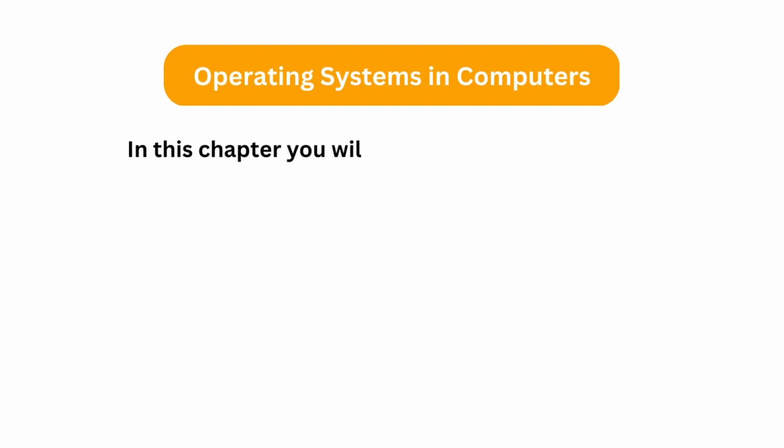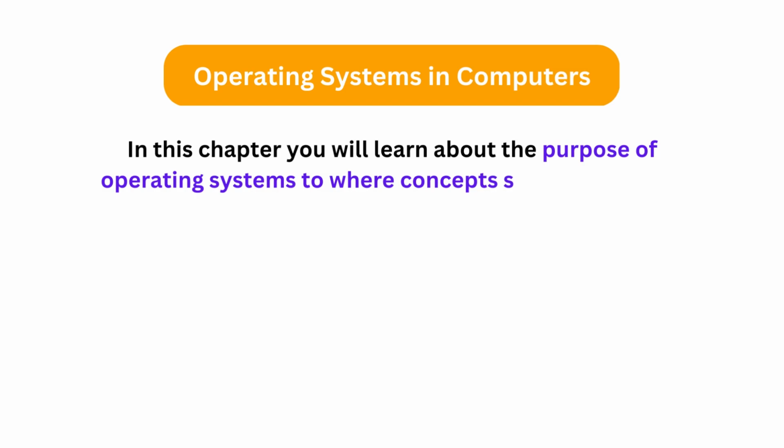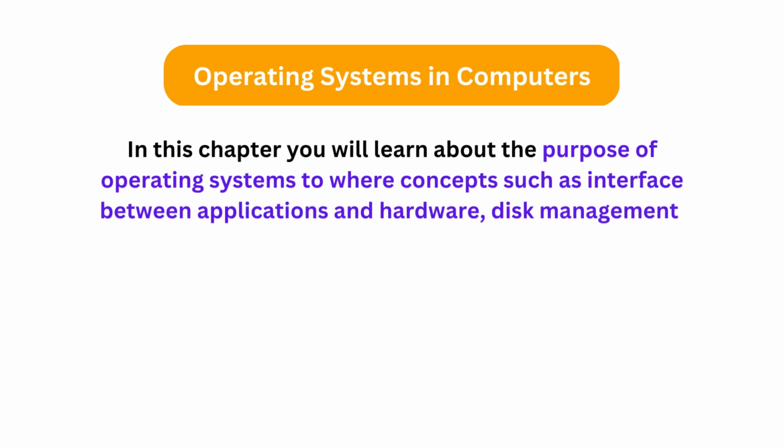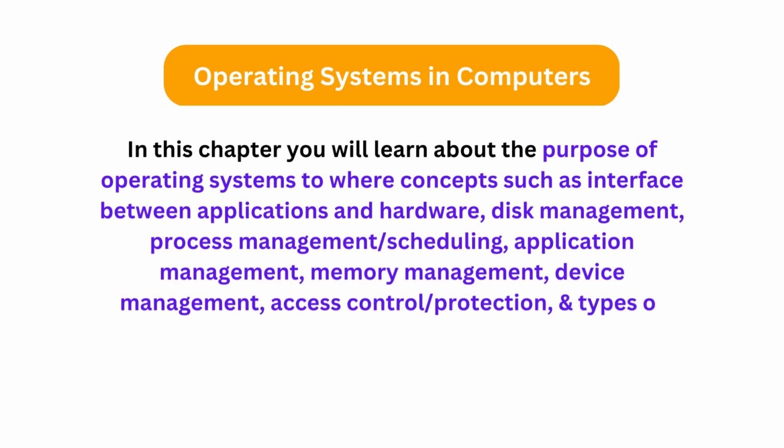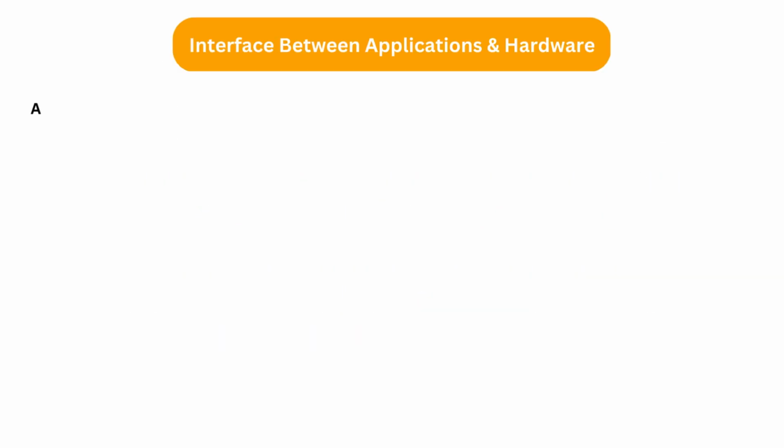Operating systems. In this chapter you will learn about the purpose of operating systems, where concepts such as interface between applications and hardware, disk management, process management, scheduling, application management, memory management, device management, access control protection, and types of operating systems will be discussed. Interface between applications and hardware.